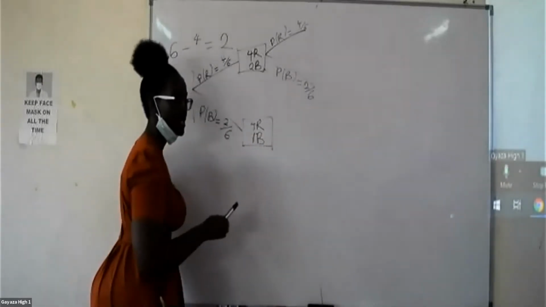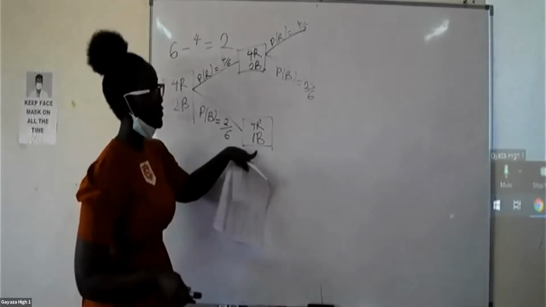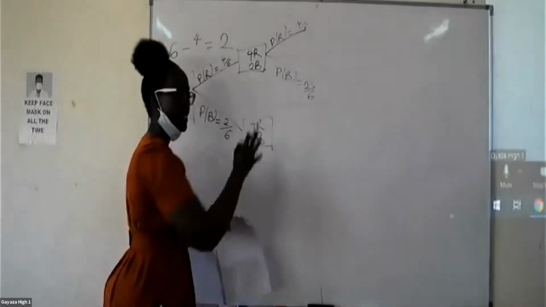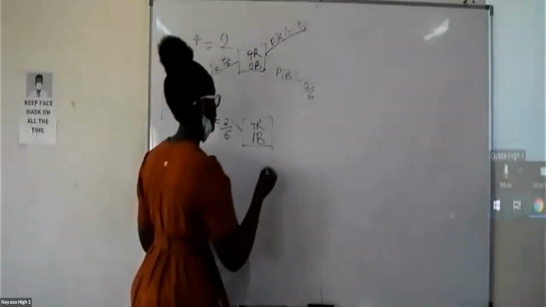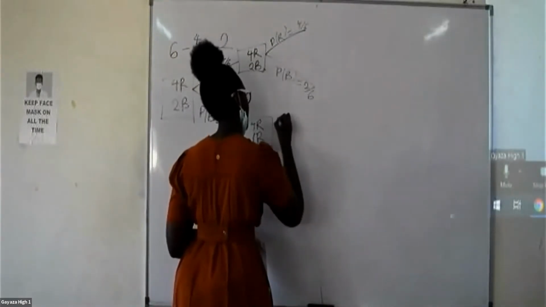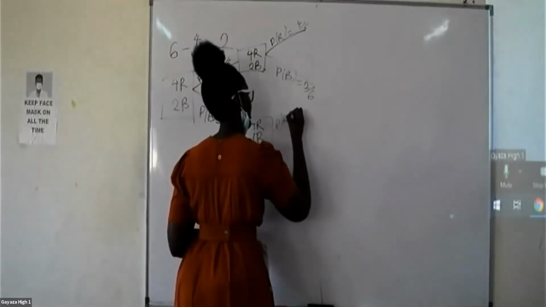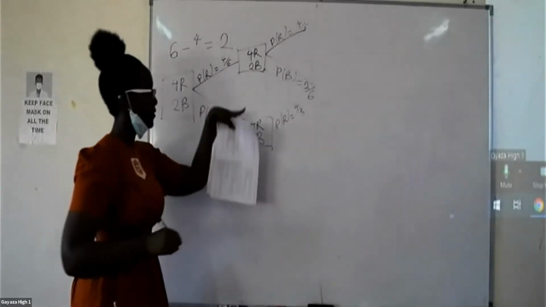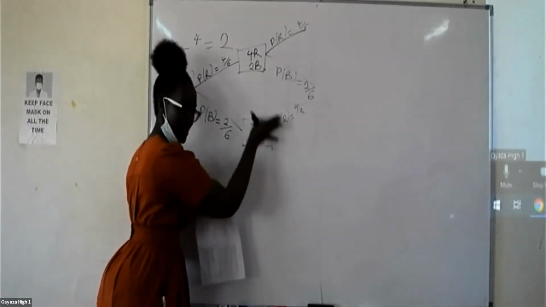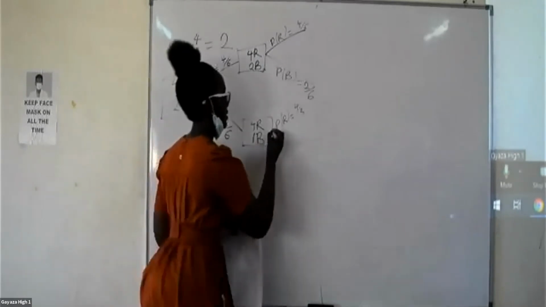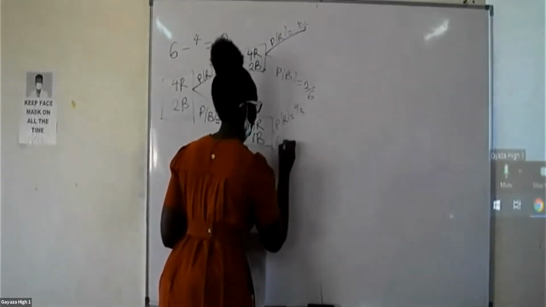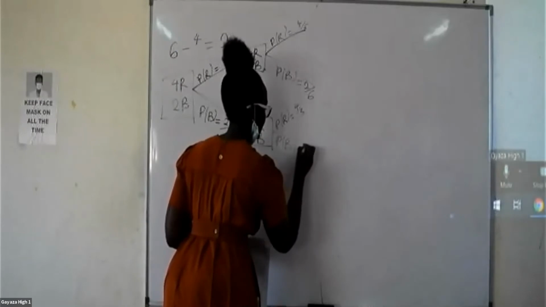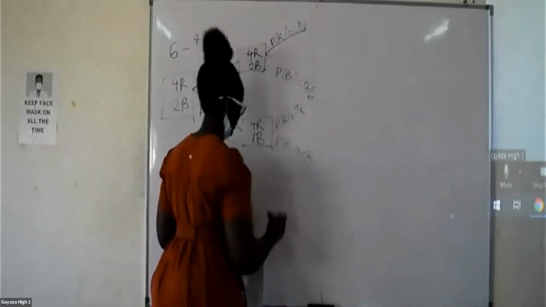Now you're going to see the difference here. The number of blue balls here reduced by 1, meaning the total number is going to reduce by 1. So the probability of the red ball is 4 out of 5, 4 out of the total number of balls in this box. Then the probability of the blue ball is 1 out of 5.